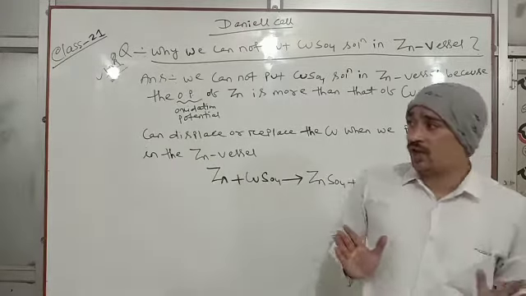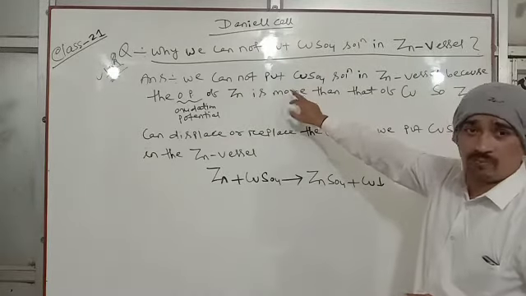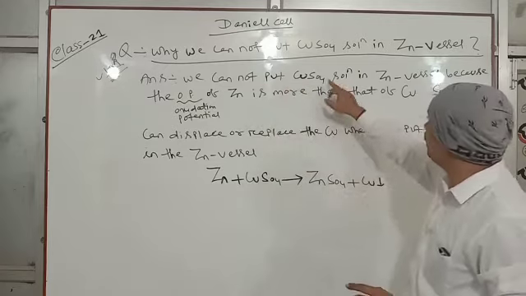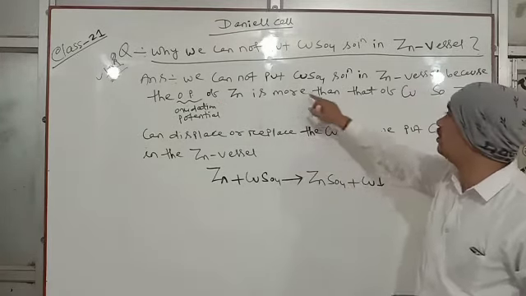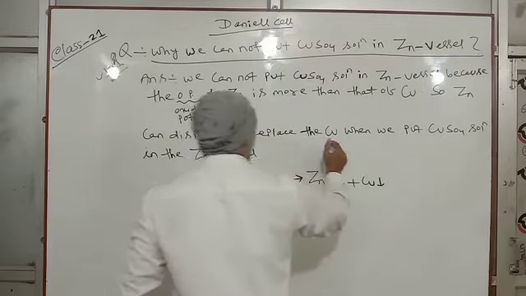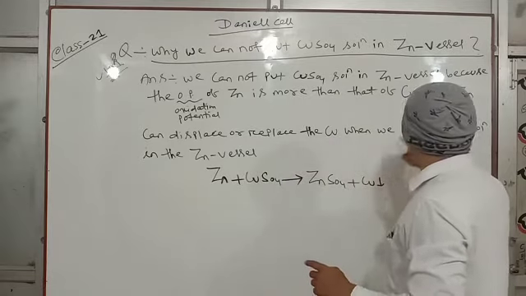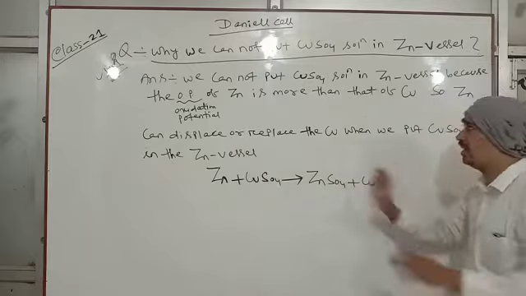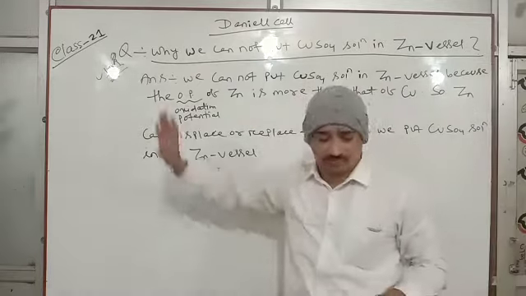Clear? So you will write, this is a very important question. Most of the time they put that question. So you will write in this fashion. We cannot put copper sulfate solution in zinc vessel because the oxidation potential of zinc is more than that of copper. So zinc can displace or replace the copper when we put copper sulfate solution in the zinc vessel. If you write this, then definitely you will get 2 marks.